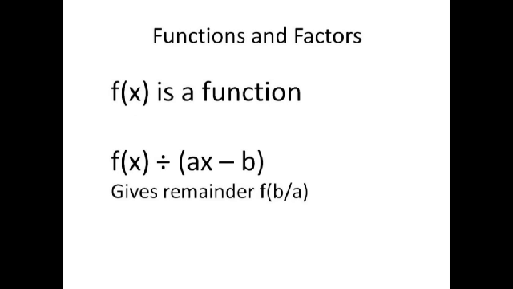If f(x) is a function, f(x) divided by ax minus b gives the remainder f(b over a). At the moment I'm basically giving you a load of rules, and they're very easy to learn and to know. It's about applying them that's the difficult part, and I can't show you how to apply them on a video, and it took me a long time to learn how to apply them. I hated this chapter, but once you learn how to apply them in questions, they're really easy marks.